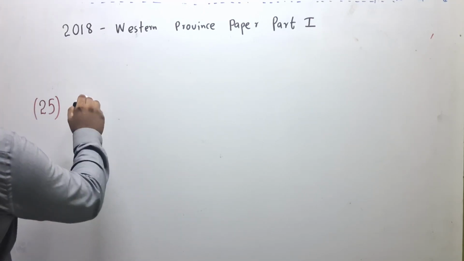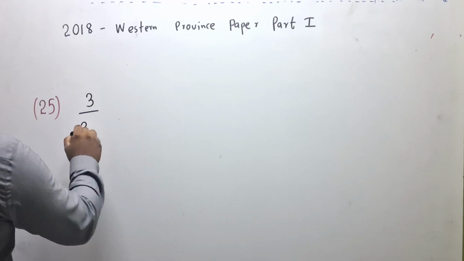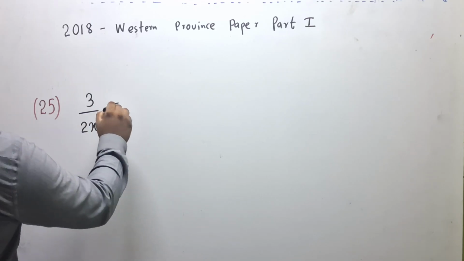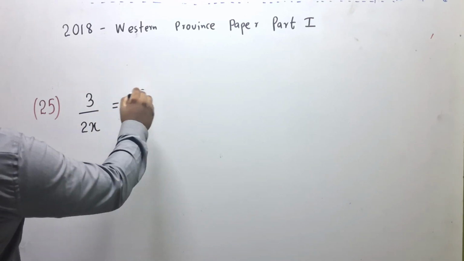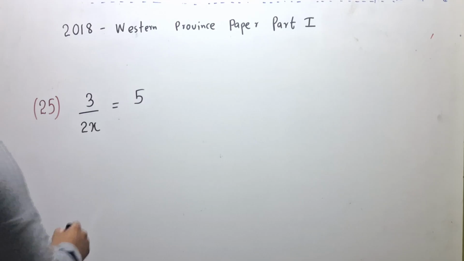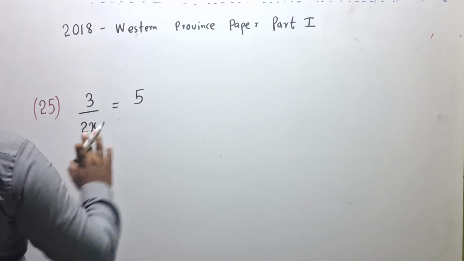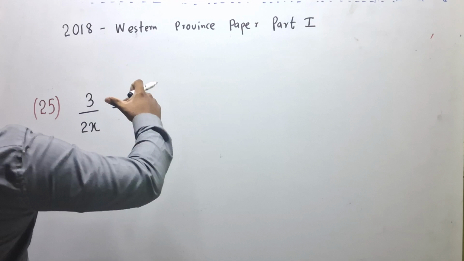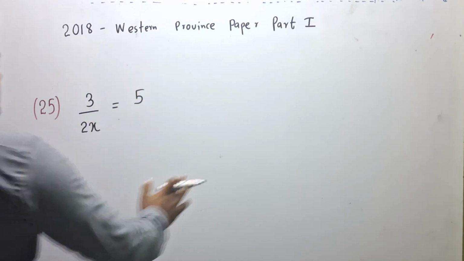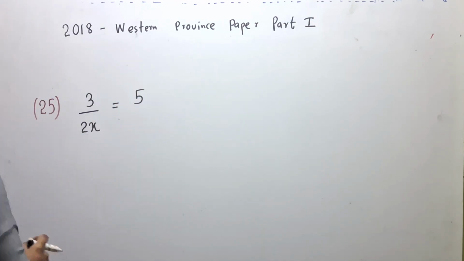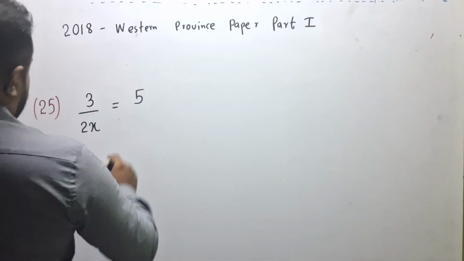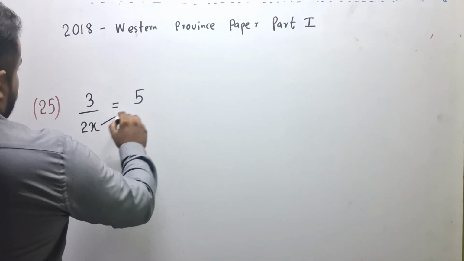Three over 2x equals 5. You have to solve x. There are two methods. One method is getting the reciprocal. One method is cross multiplication. I will do both methods. First I will do the cross multiplication method.